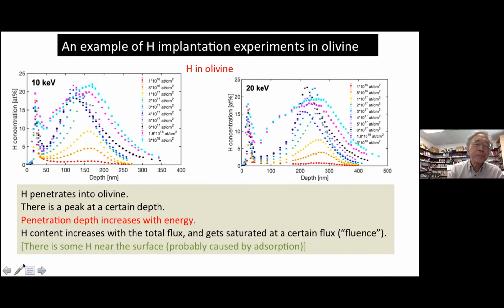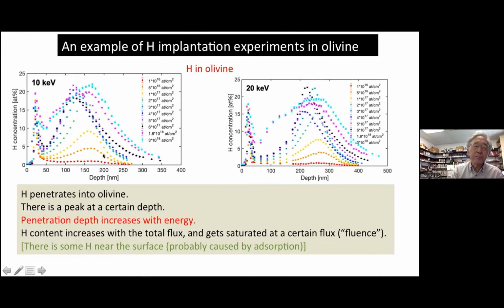So I will show you a few results which my student Chin-Ten did in collaboration with the Bochum group, where this is the olivine. They implanted hydrogen at 10 and 20 keV into olivine for various flux. This is a tiny flux, short time, and then added more. So the first point is that initially the depth profile of the concentration follows roughly what the textbook cartoon predicts.